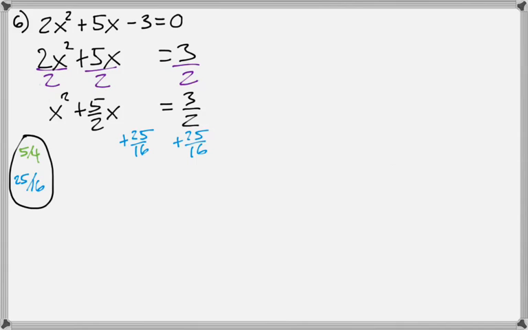So that's going to give you x squared plus 5/2 x plus 25 over 16 is equal to, and you can do 3/2 plus 25 over 16 on your calculator and get 49 over 16.